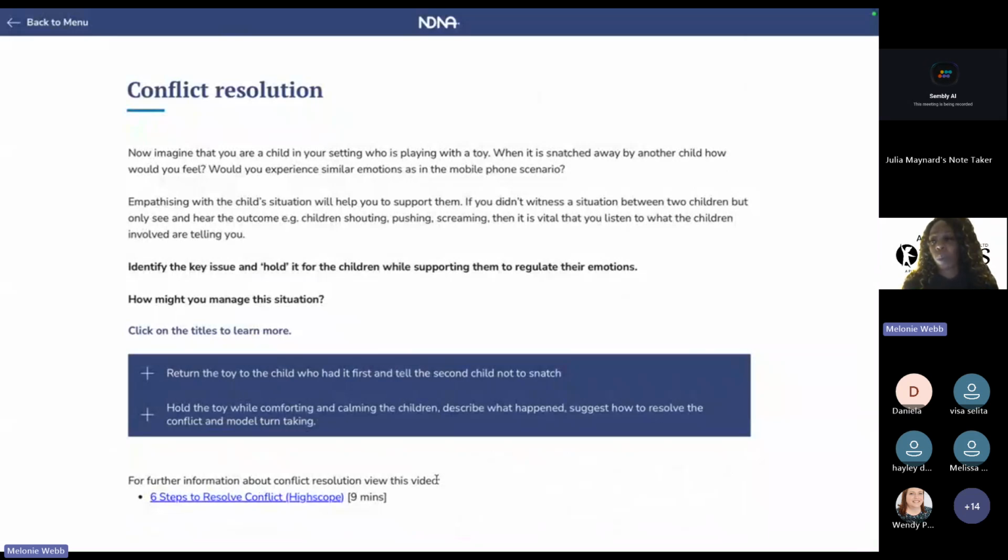So I think when we're in such a busy environment, it's very easy for us to go, oh no, it's fine, just do. But actually, taking that moment to support those children, and then again taking turns, ask each child to explain their view, will help to support their learning. So identify the key issue and hold it for the children while supporting them to regulate their emotions.